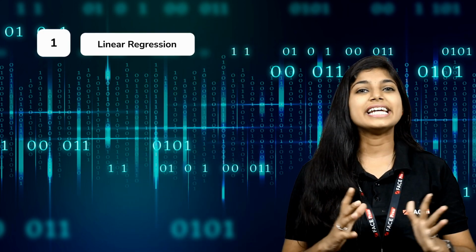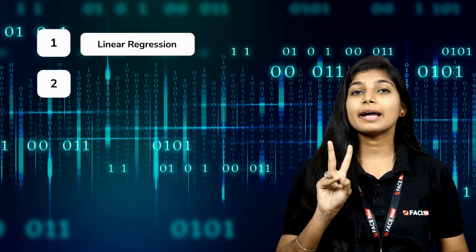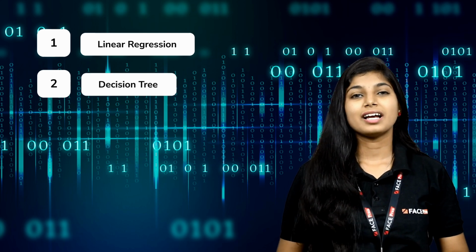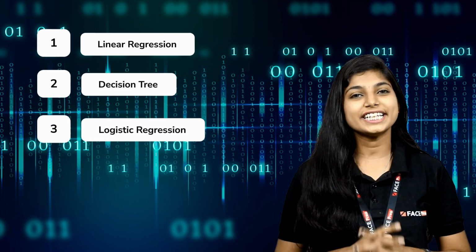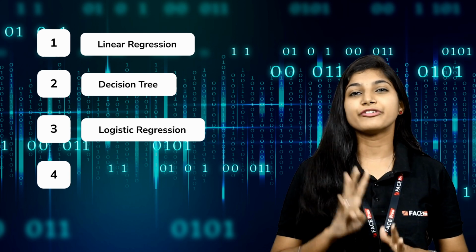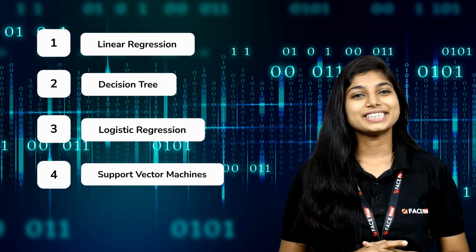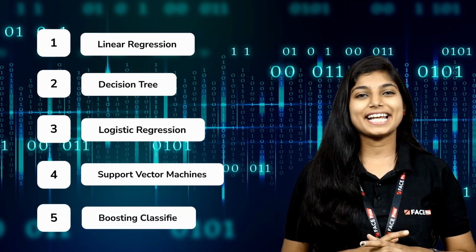Number 1, linear regression. And number 2, decision tree. And number 3, logistic regression. And number 4, support vector machines. And number 5, boosting classifier.